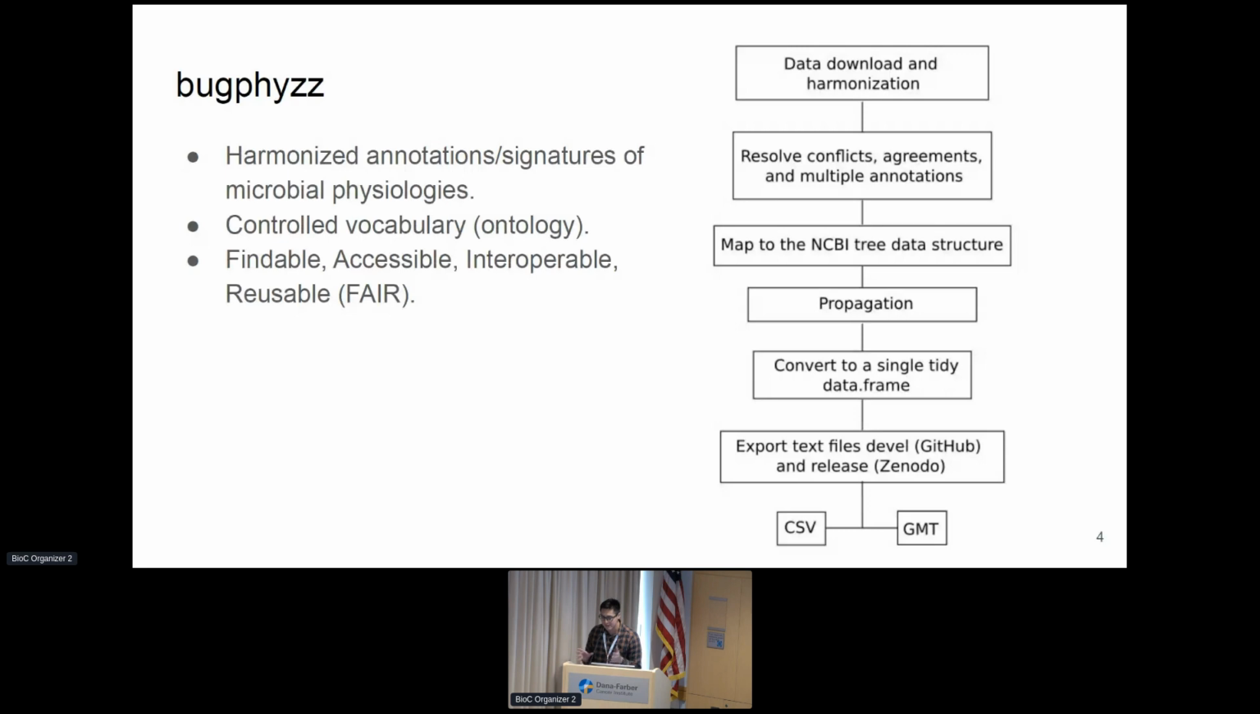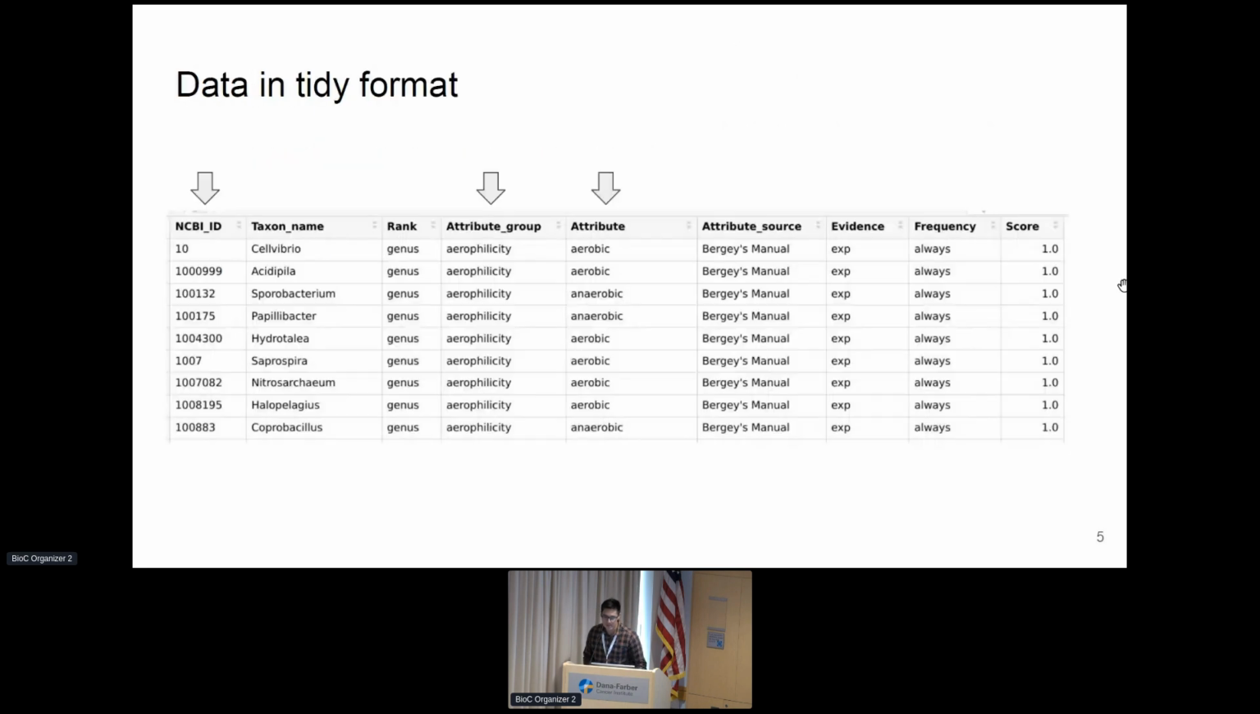We download the data and harmonize it. We resolve any conflicts that could be in the annotations between different sources. And we map all of these annotations to a tree data structure that we have based on the NCBI, and we propagate this. And we convert this back to a single tidy data frame, and we export this file. Currently, it's only living on GitHub as a development version, but we're going to have a release on Zenodo soon.